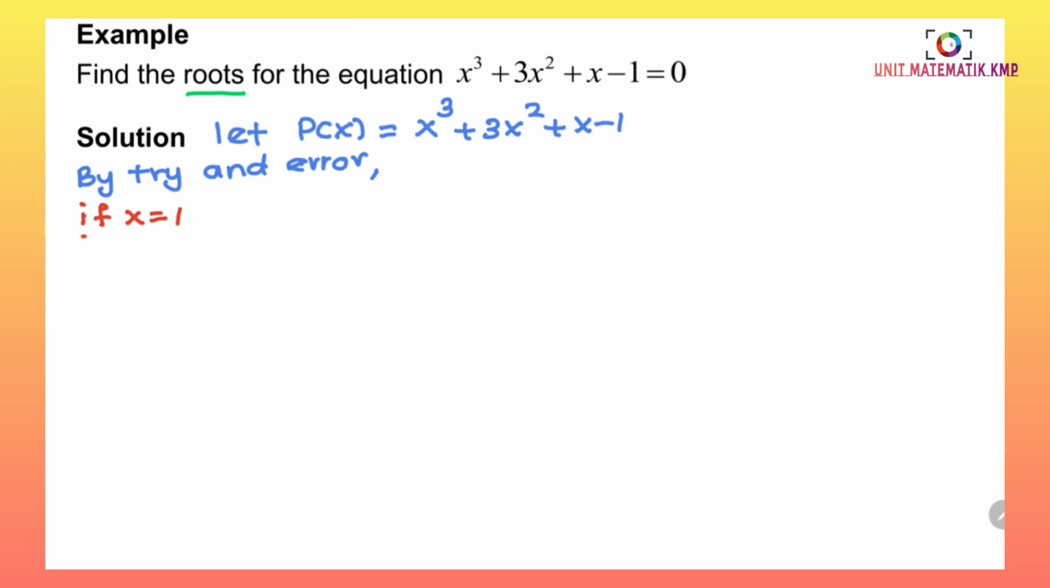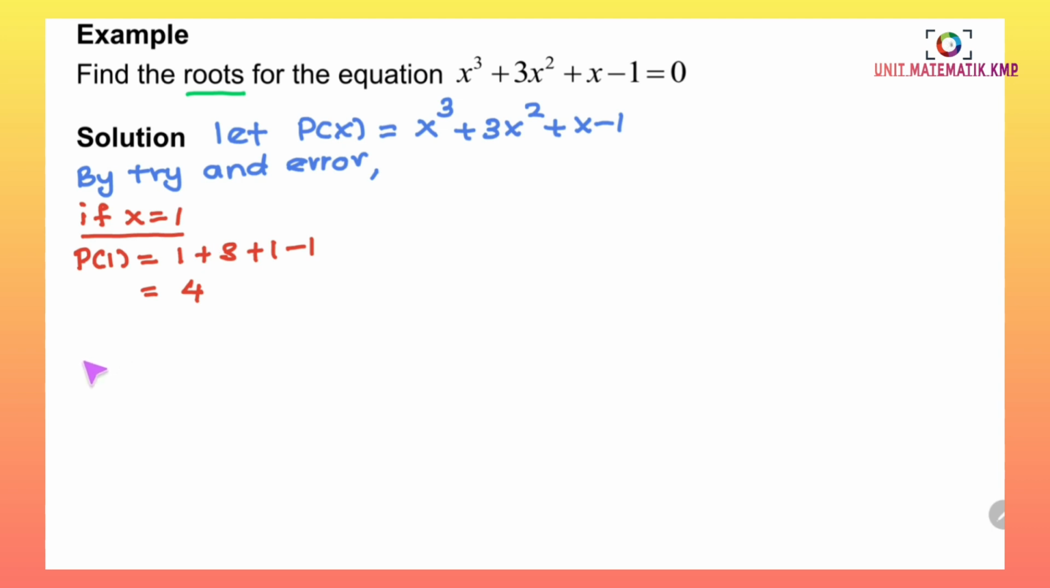So if x equal to 1, if we substitute into the given polynomial, p(1) equals 1 power 3 is 1, plus 3 times 1 square is 3, plus 1 minus 1. What is the answer here? The answer is 4, not 0. That means 1 is not a factor of the polynomial, so we need to try another number.